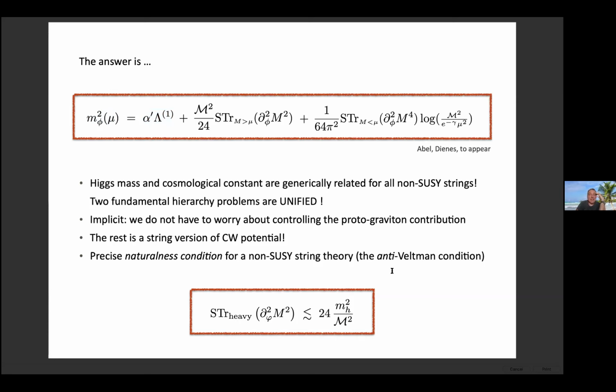So this, I'm going to call it the anti-Veltman condition. You're probably used to a Veltman condition. This is kind of the opposite. This supertrace is over everything that's not in the effective theory, which I am much more comfortable with as a naturalness condition than looking at the effective theory.